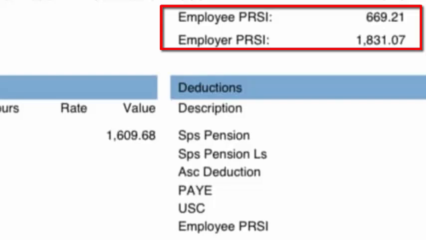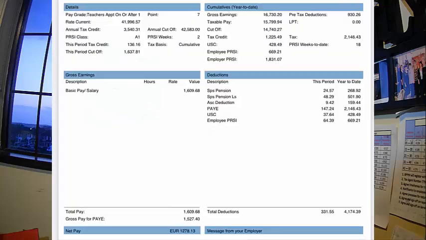PRSI total, if it appears on your payslip, is the total combined amount of pay-related social insurance paid by you and your employer on your behalf. An employee's share is the amount of PRSI an employee pays on their own pay. The total amount paid for an employee in one pay period is called a PRSI contribution.